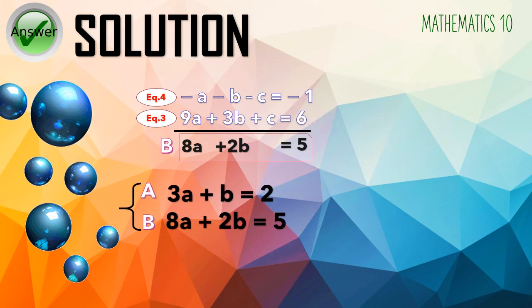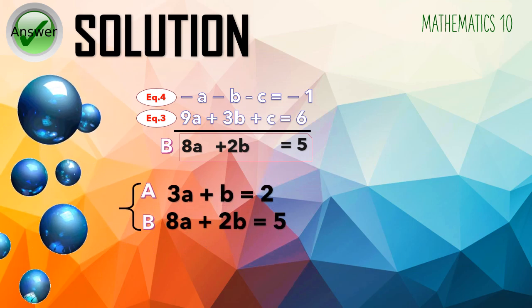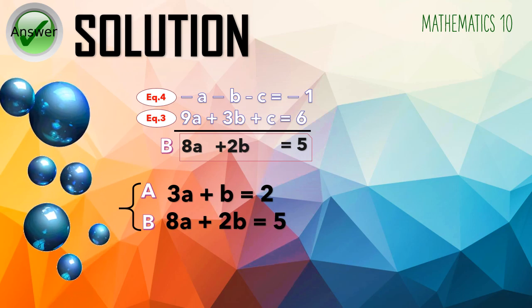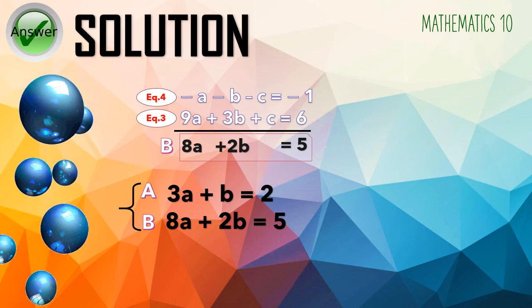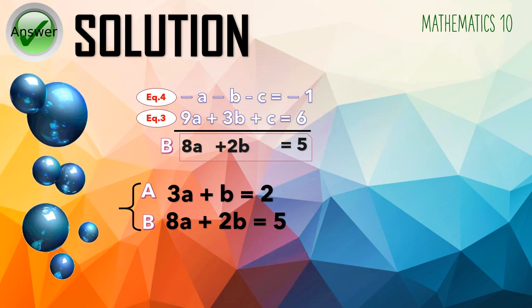Okay, therefore, we do have two equations already. We got this from equation A, from the combination of equation 1 and 2. And then equation B, it's a combination of equation 3 and 4.